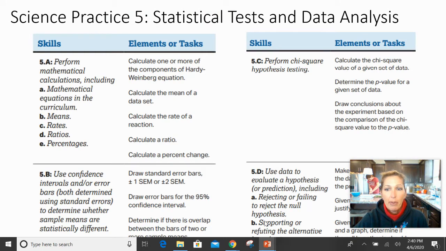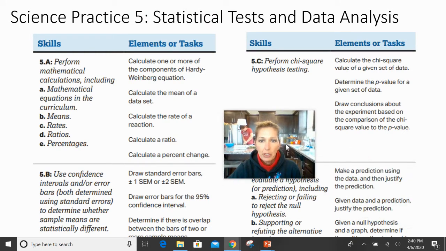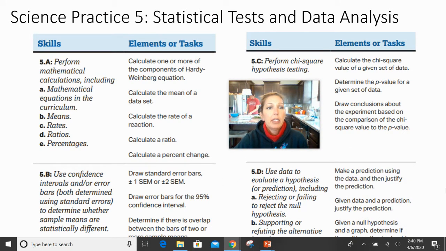Now, linking this back, I do want to just show you. I'm going to move my face up here to the middle. This is actually a summary of Science Practice 5, what College Board expects you guys to be able to do when it comes to data analysis. So in looking at this, you should see that they're asking you to do these mathematical equations that are throughout the curriculum. That's what side 2 is going to be.